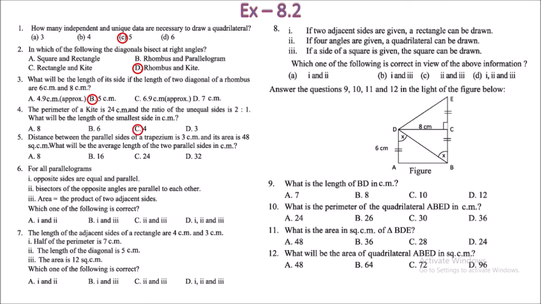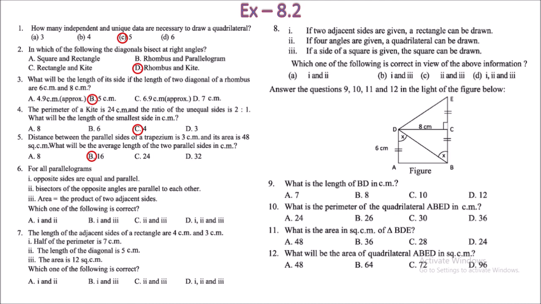Number 5, the distance between the parallel sides of a trapezium is 3 centimeter and its area is 48 square centimeter. What will be the average length of the two parallel sides in centimeter? So that is 16 centimeter. If you use the formula half into sum of two parallel sides into distance equal to area. So the sum of the two parallel sides by 2, that is what the question asks, the average length of the two parallel sides, and the height is 3 centimeter. So from that you can find out that it is 16 centimeter, the right one.